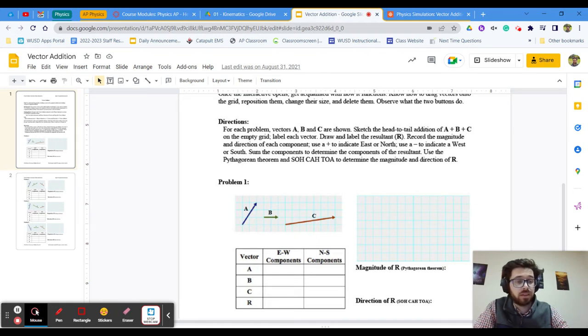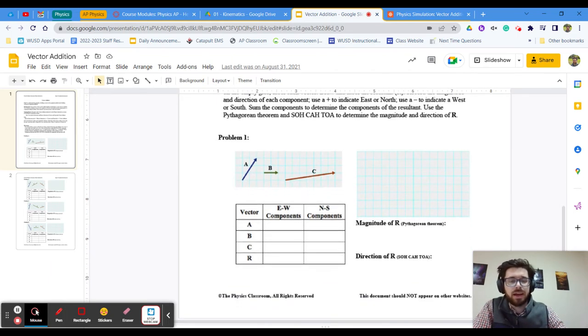So use the Pythagorean theorem and SOHCAHTOA, which is just a handy way of remembering which one is sine, cosine, tangent, to determine the magnitude and direction of the result. So here's an example, and I'll go ahead and do the first one with you, and then if you guys could continue working, that would be great.